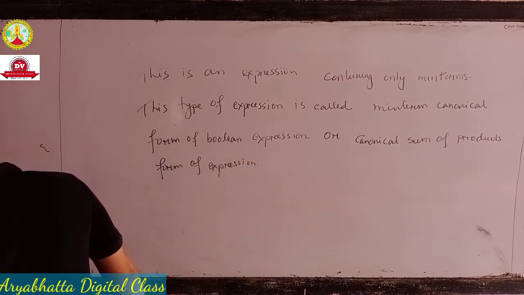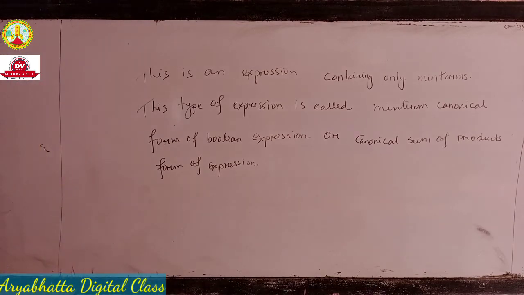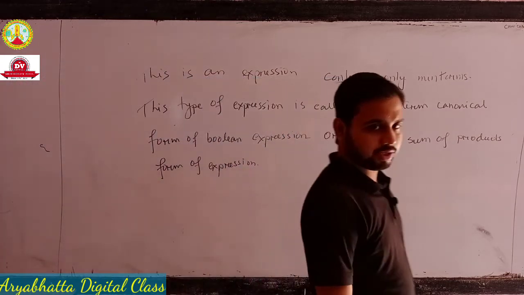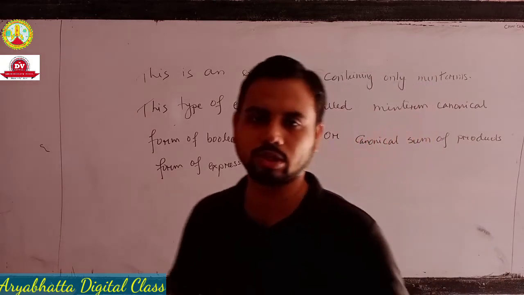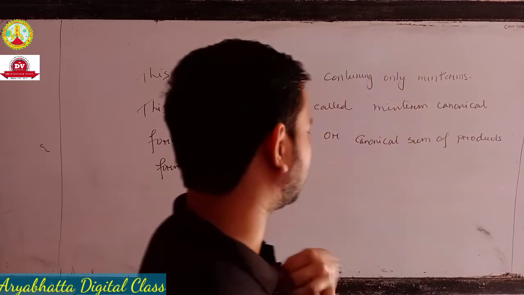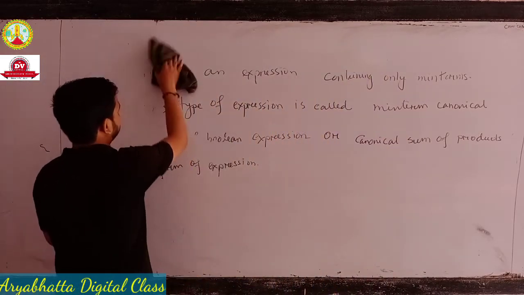Okay. See, when this is an expression containing only min terms, this type of expression is called min term canonical form of Boolean expression or canonical sum of products form of expression. And the last question we do here on SOP, okay, that is very important. That may come in the exam, in the final exam also.